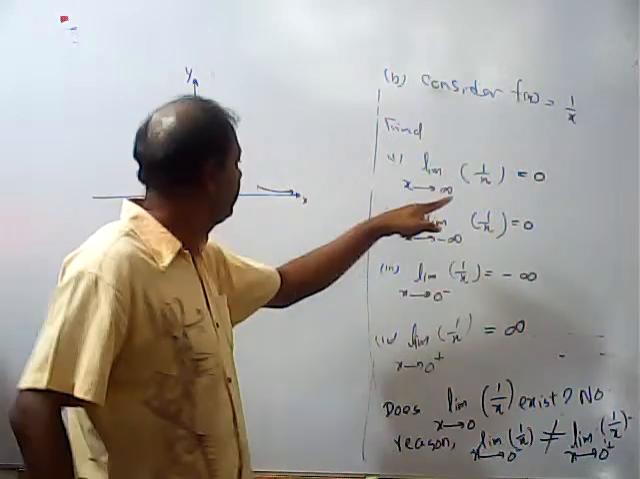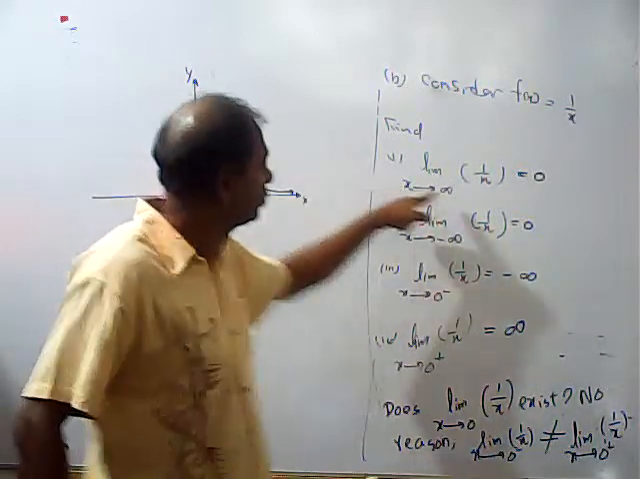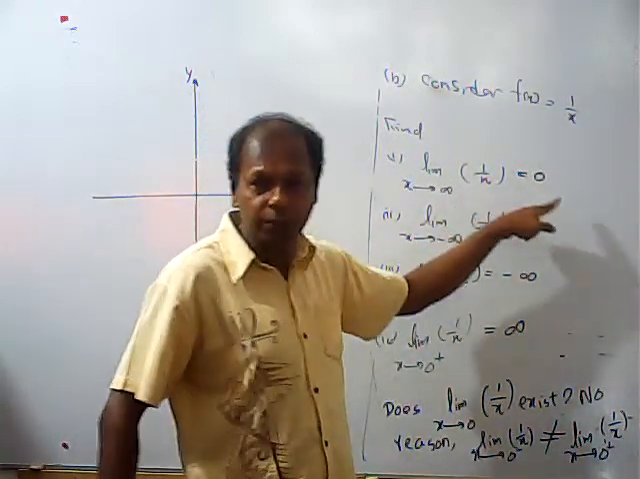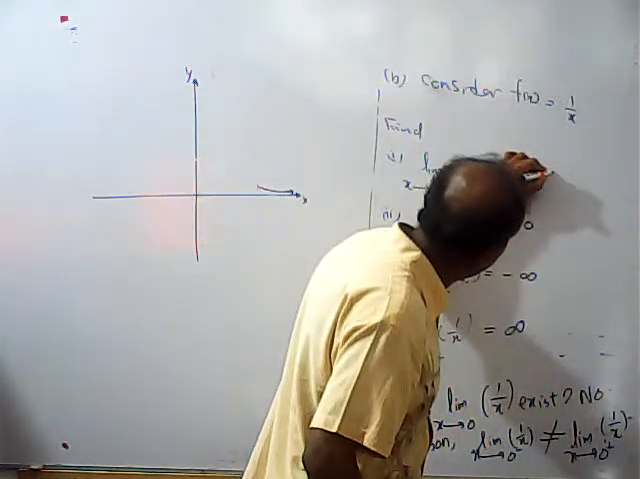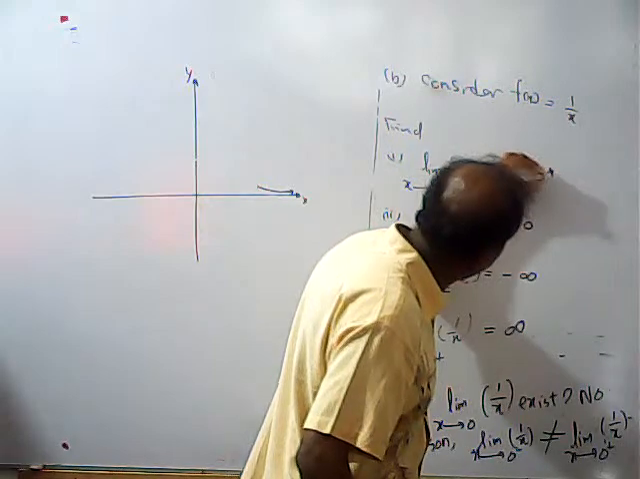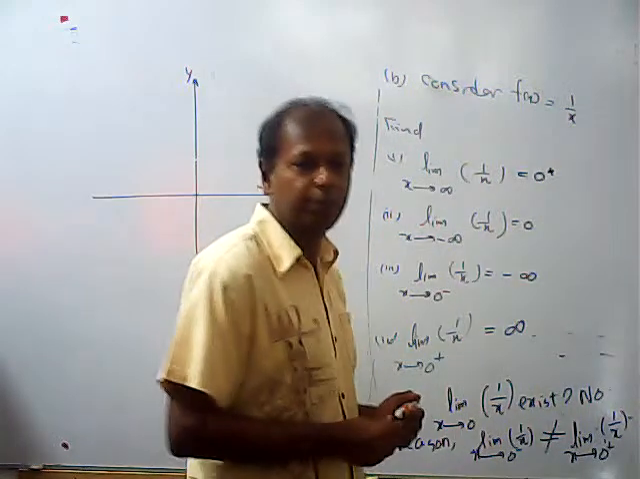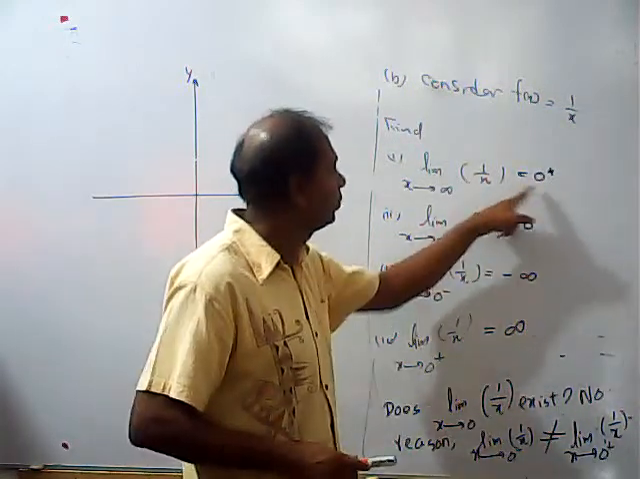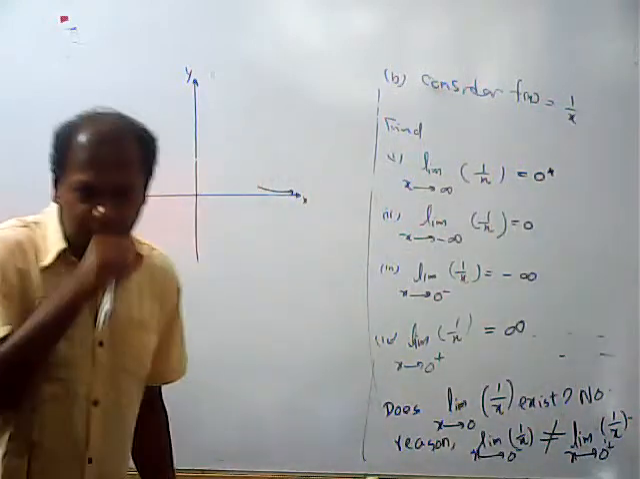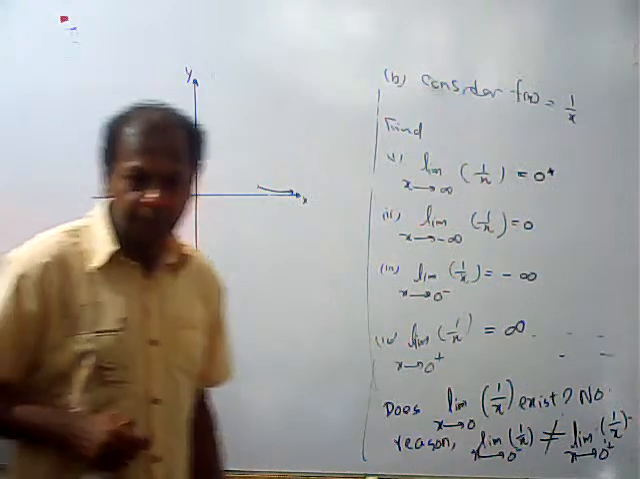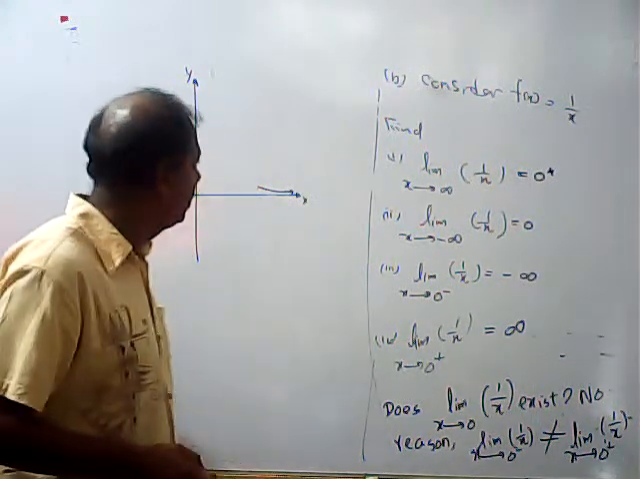So better we say, as x goes to infinity, 1 over x goes to 0. More details: we say it goes to 0 from the positive side. Better you mark it like this: 1 over x goes to 0 from the positive side. Right? Now what about here?